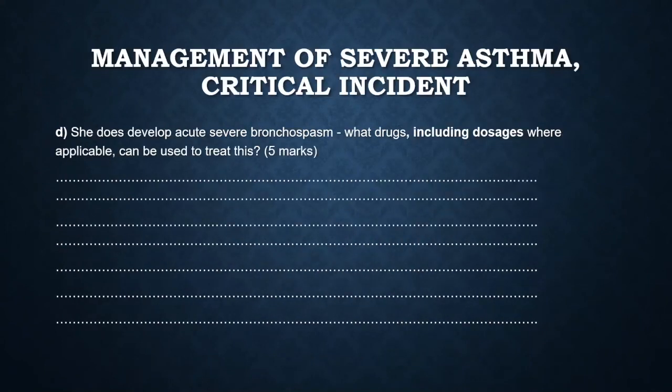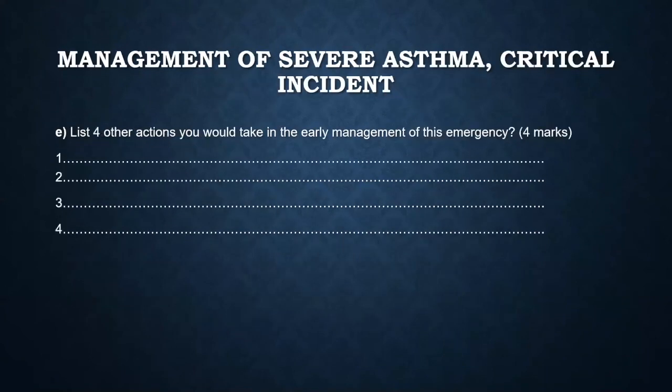Then she does develop acute severe bronchospasm during the anesthetic, of course. What are the drugs, including dosage if you could, that can be used to treat this? So you've got intraoperative bronchospasm. What are the options of the drugs with dosage? You need to write them down.